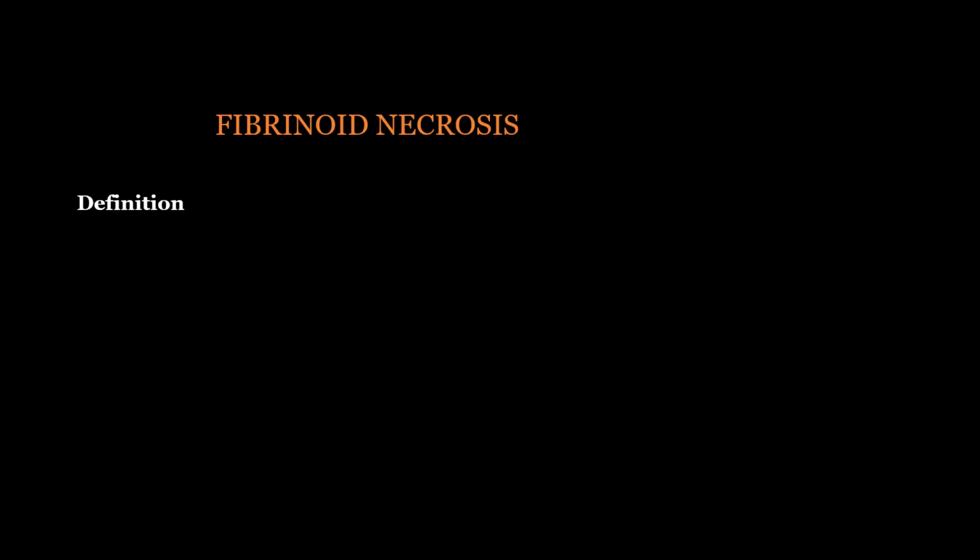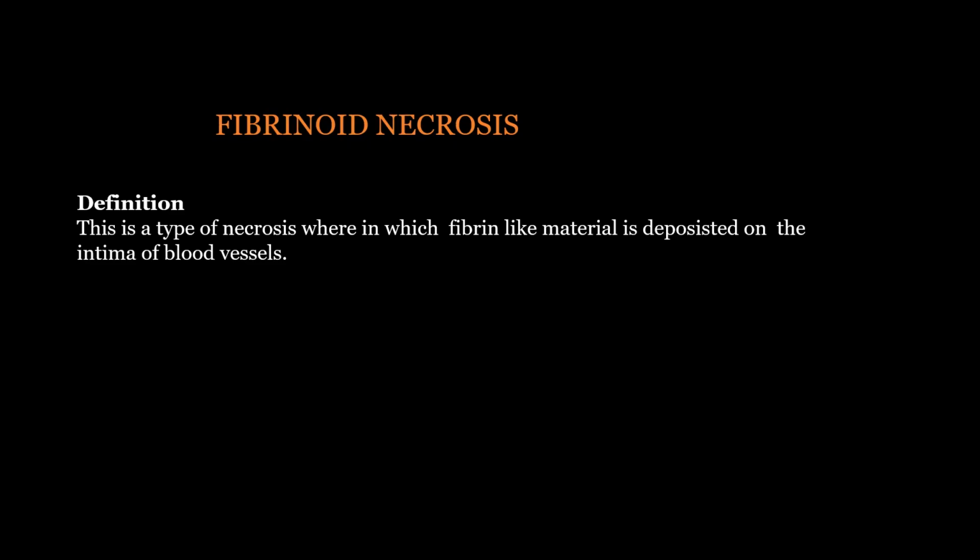The next one we have is called fibrinoid necrosis. What is fibrinoid necrosis? Fibrinoid necrosis is a type of necrosis which occurs when fibrin-rich material is deposited on the intima of blood vessels. On a blood vessel, we have the externa, the media, and the interna. These are the three layers of the blood vessels. So the intima is the internal layer of the blood vessel. So when fibrin-like material is deposited on the intima of blood vessels, this type of necrosis is called fibrinoid necrosis.